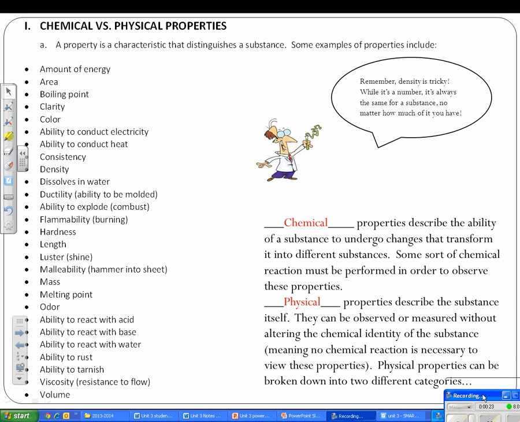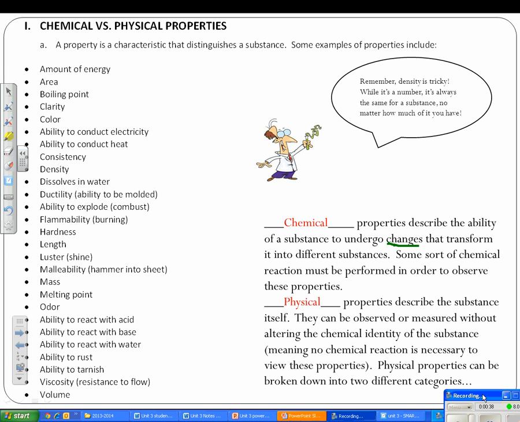So the chemical property describes the ability of these substances to undergo changes. So that's the big thing. Anytime you have a chemical property, it is the ability to change and transform into different substances. Some sort of chemical reaction must be performed in order to observe these properties.